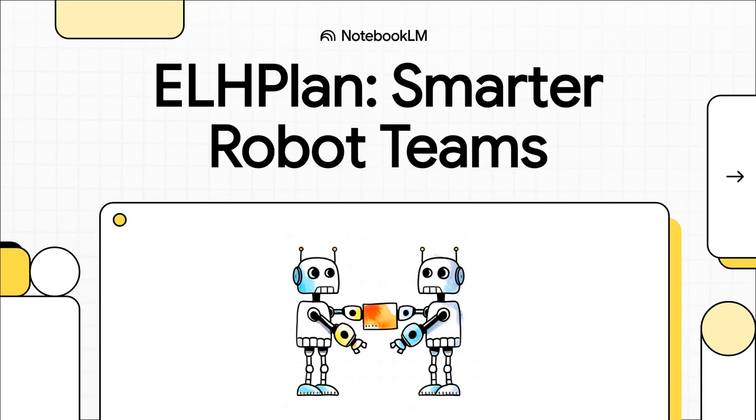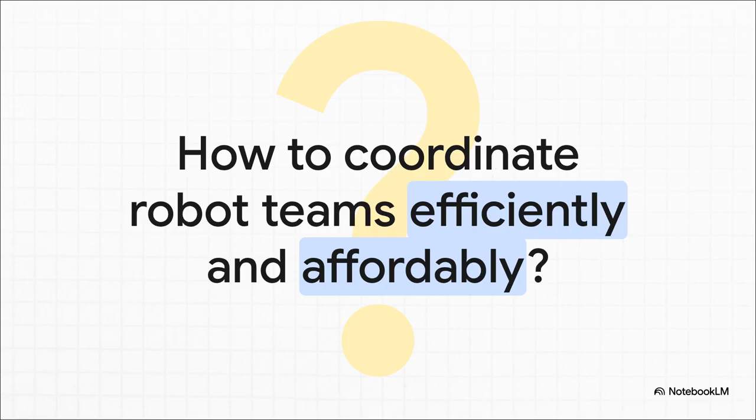Today, we're looking at something really cool called ELHPlan. It's basically a whole new way to get teams of robots to work together and to do it super efficiently. So here's the big question, right? How do you get a whole team of robots to cooperate on something complicated without it turning into total chaos? Or, and this is the big one, without it costing a fortune in computing power?